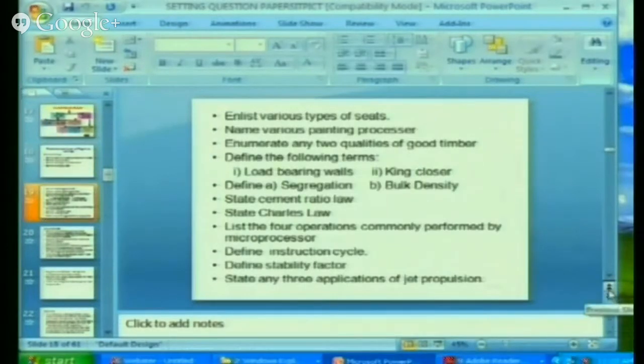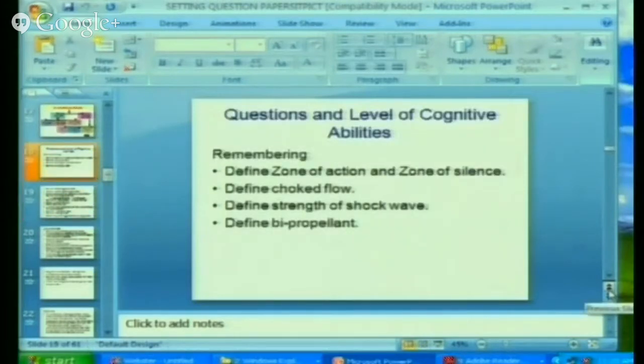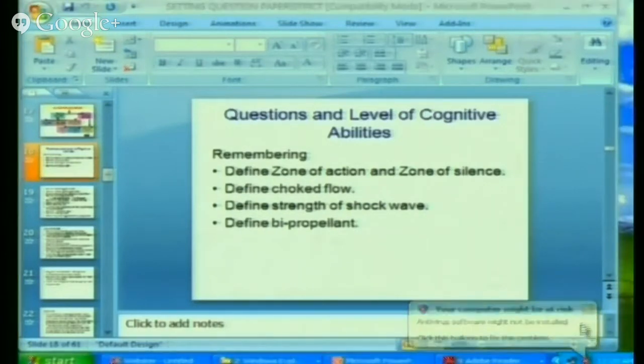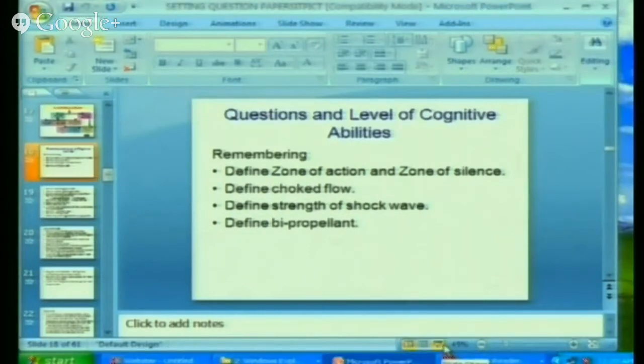Now comes the part where we need to write the questions. Here are a few examples of questions at various cognitive levels. You can see here that we said you need to have some questions at the remembering level. So I am giving you a few examples.